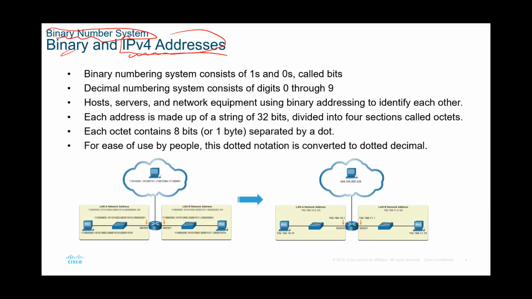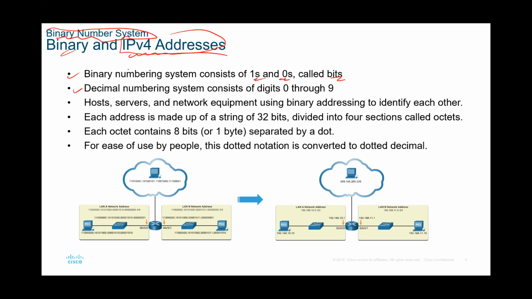So the binary system consists of ones and zeros, and that is what we call bits. When you hear talking about bits, we're just simply talking about the binary system. We're talking about zeros and ones.